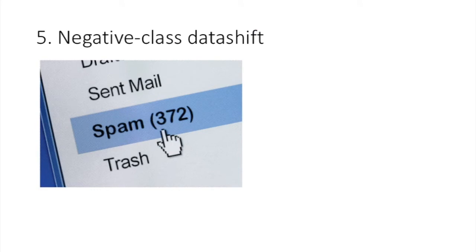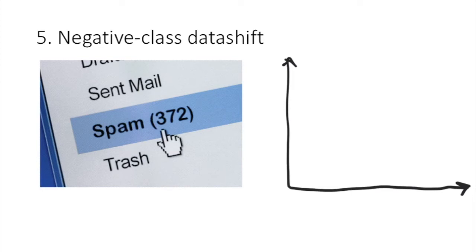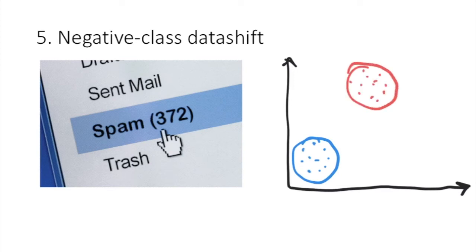Source number 5, negative class data shift. This occurs when the distribution of the negative example changes while the positive distribution remains the same. This happens, for example, in adversarial scenarios like spam filtering. In spam filtering, we might want to train a spam filter based on positive, so good emails, and negative examples, hence spam. When training the model, the positive examples will lie in one part of the space and the negative examples in another part of the space. The training process will then learn the decision boundary between the two classes.